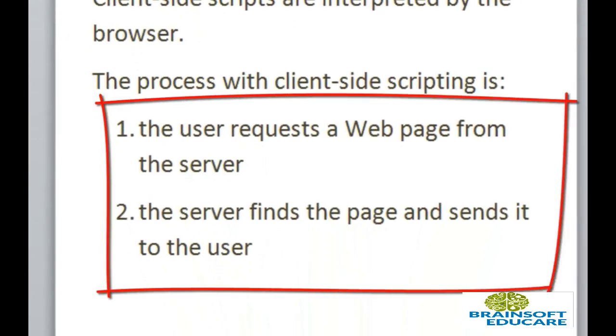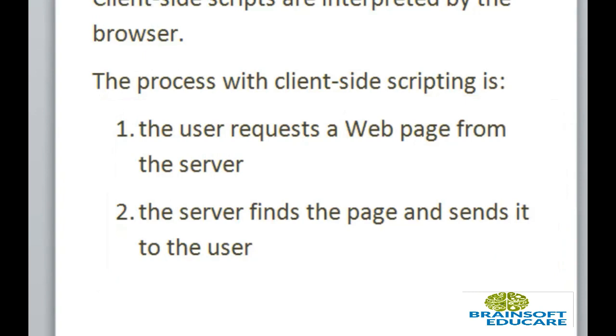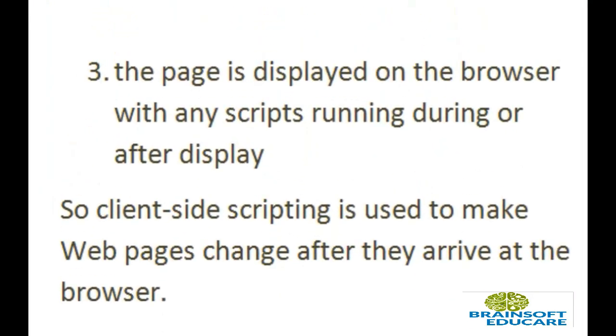The process of client-side scripting. First, the user requests a web page from the server. Then, the server finds that page and sends it to the user as reply. The page is displayed on the browser with any scripts running during or after display. So, client-side scripting is used to make web pages change after they arrive at the browser.